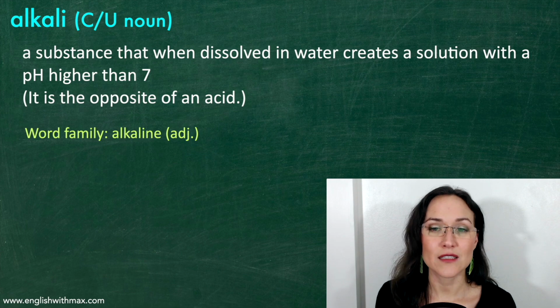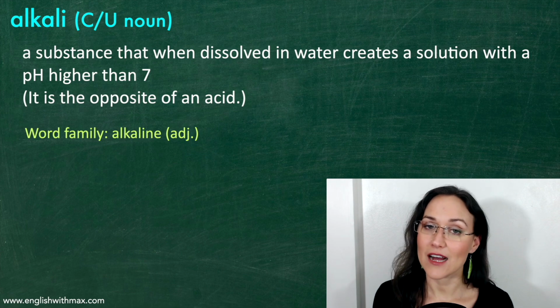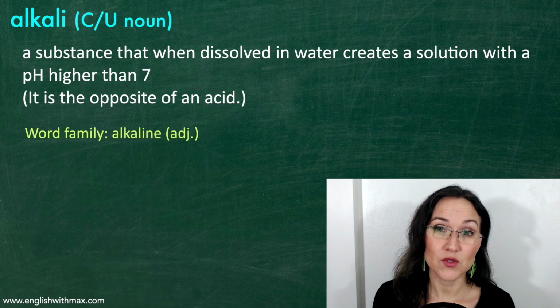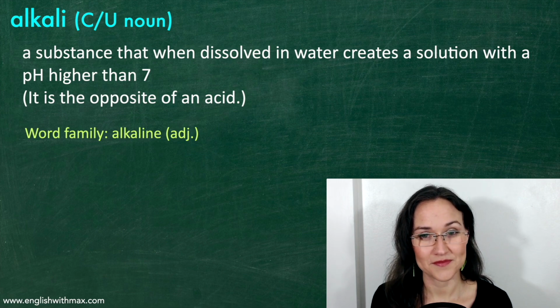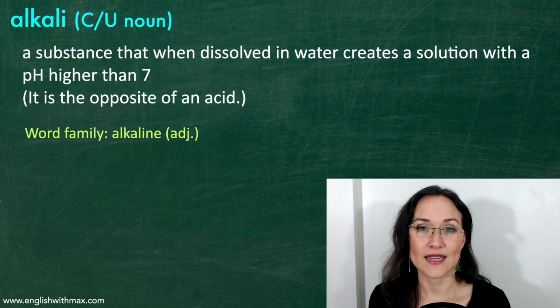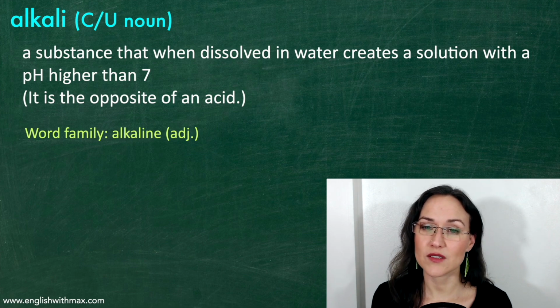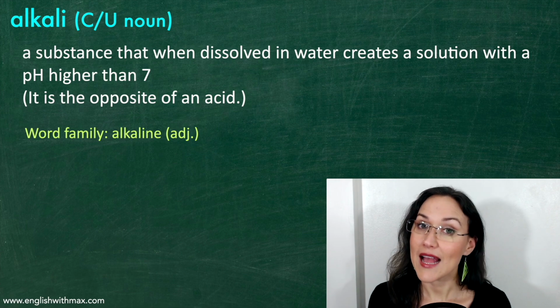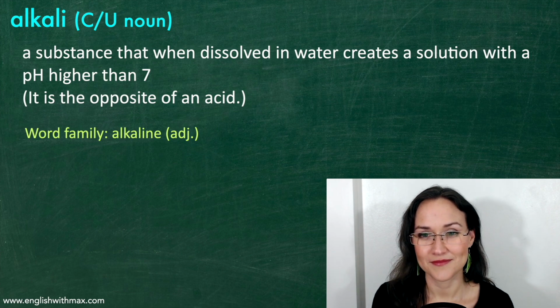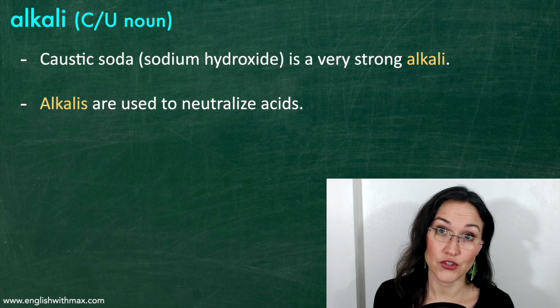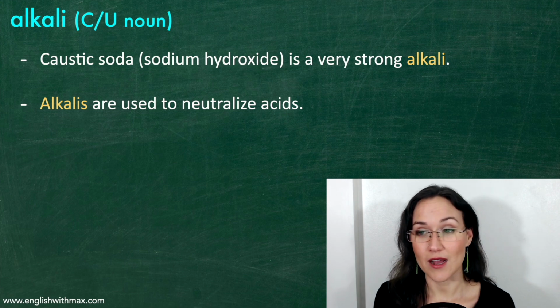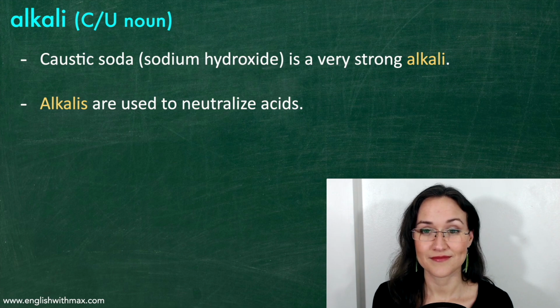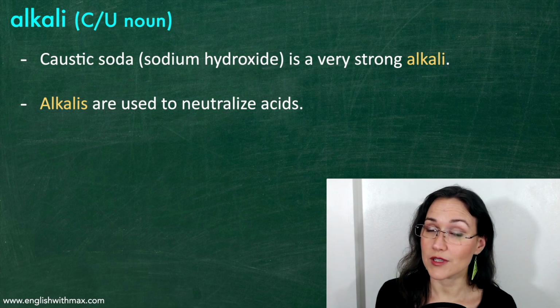The next word is alkali. Alkali. It's a countable and uncountable noun. It's a substance that, when dissolved in water, creates a solution with a pH higher than 7. It is the opposite of an acid. The adjective is alkaline. Caustic soda, sodium hydroxide, is a very strong alkali. Alkalis are used to neutralize acids.